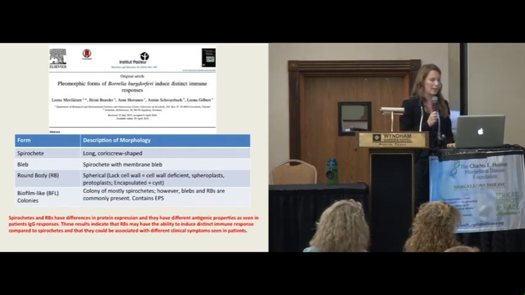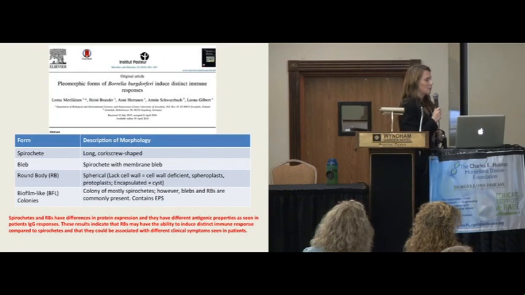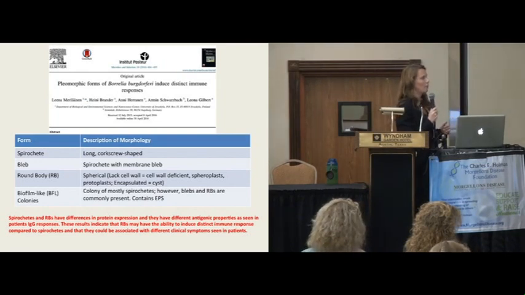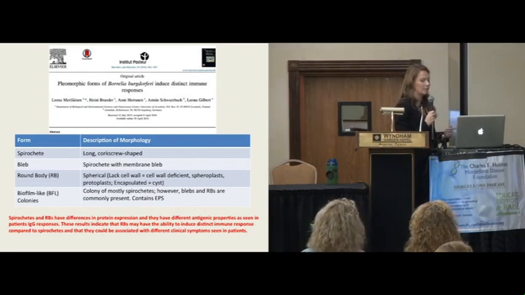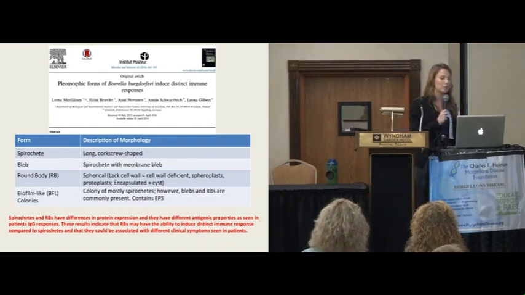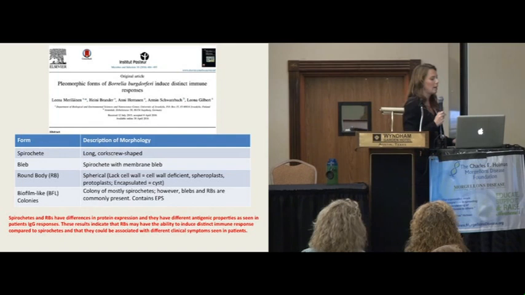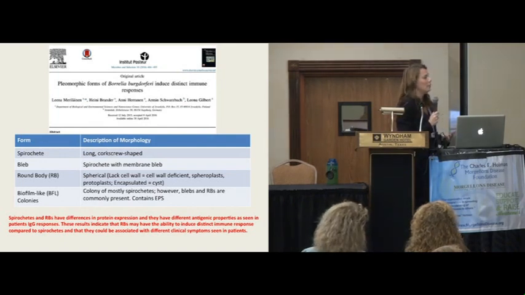So here's the paper that I was referring to. It's the pleomorphic forms of Borrelia burgdorferi induce distinct immune responses. And so you can see there, those are all the different forms of Borrelia that have been classified. You have the spirochete form that we're all very familiar with. It kind of cruises amongst tissues. We have a bleb form, a round body form, which actually lacks a cell wall. And then we have the biofilm-like colonies as well.